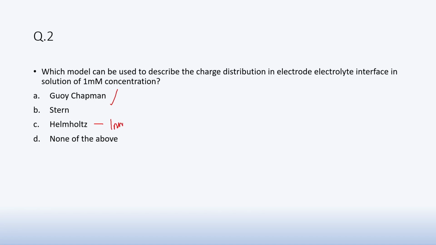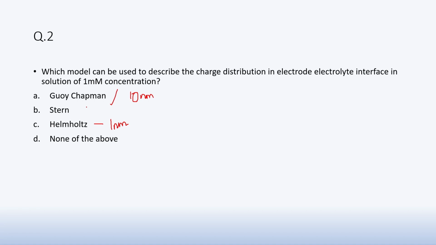According to the Gouy-Chapman model, this is happening over a larger region of 10 nanometers. It can be more than 1 nanometer. That is the Gouy-Chapman model. And here it is a combination: most of the charge distribution happens in the 1 nanometer region and some towards the outer region.